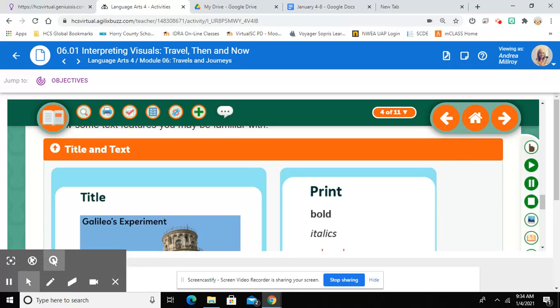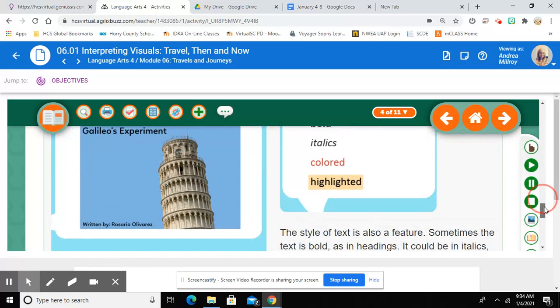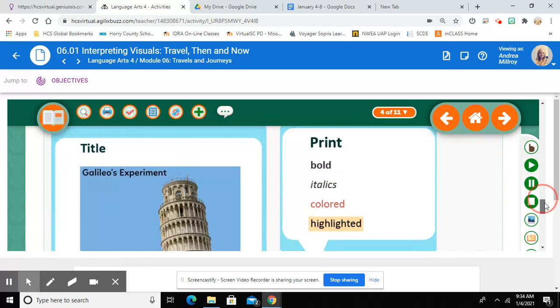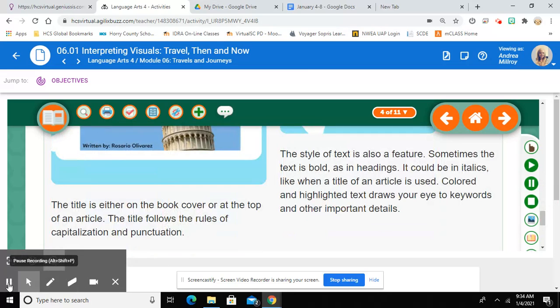Title and text: Galileo's Experiment, the Roman Colosseum. The title is either on the book cover or at the top of an article. The title follows the rules of capitalization and punctuation.